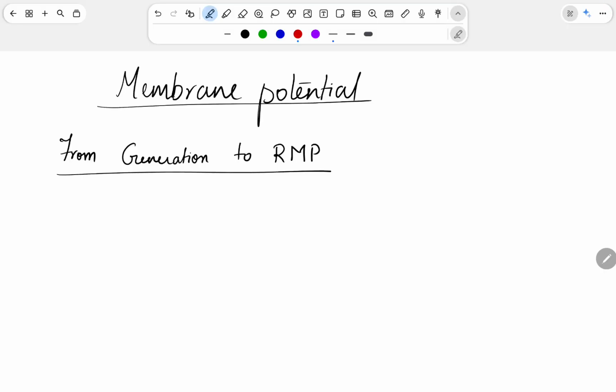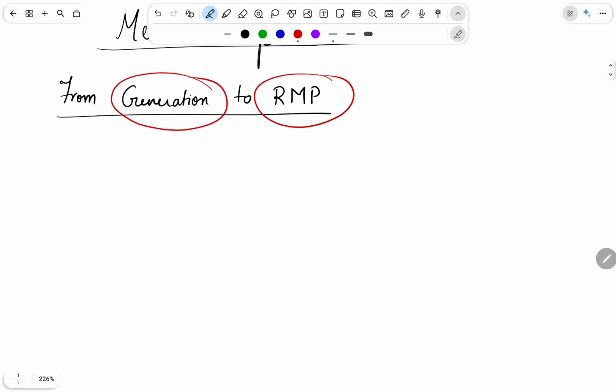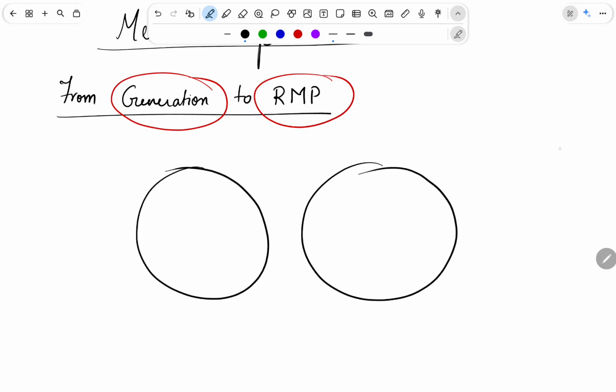Shanmugh. So today we are going to discuss the basics of membrane potential, its formation, that is its generation, to establishment of resting membrane potential. So okay, imagine you have a cell in the early developmental stage. These are early developmental stage cells.